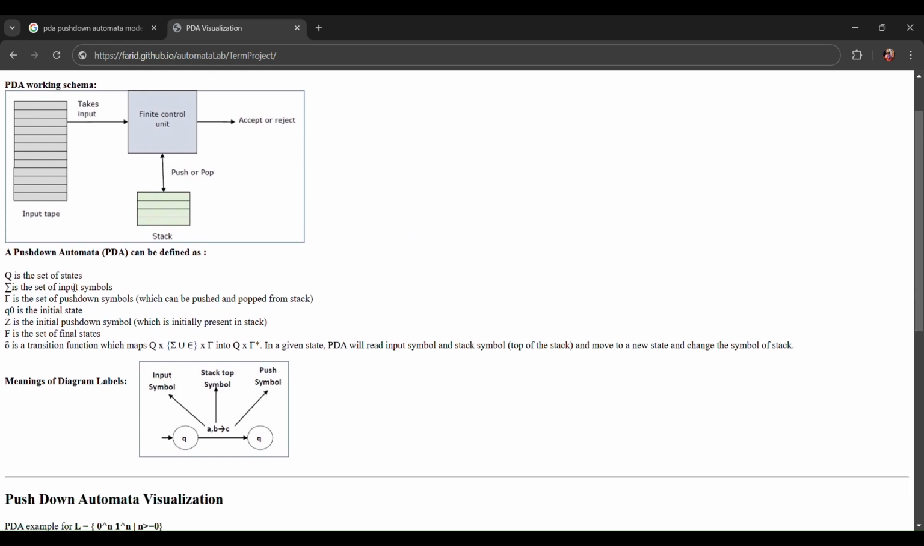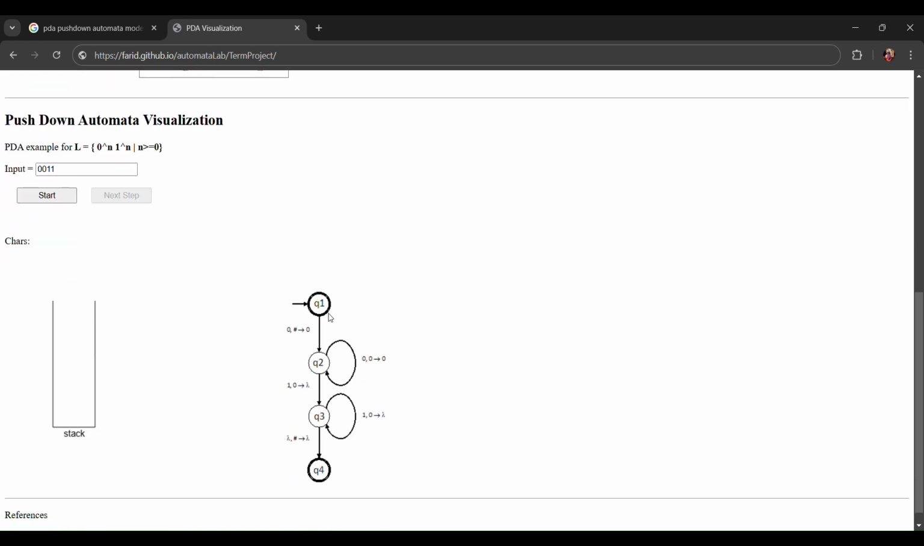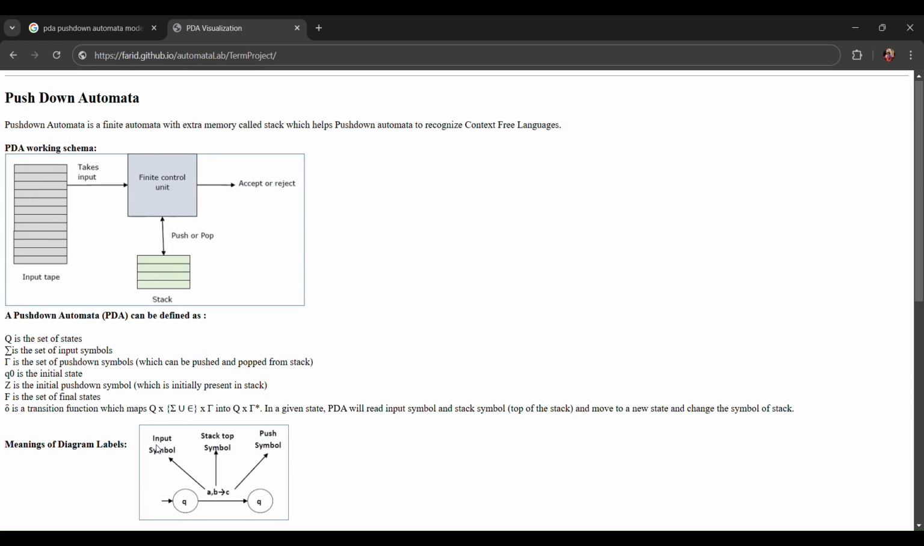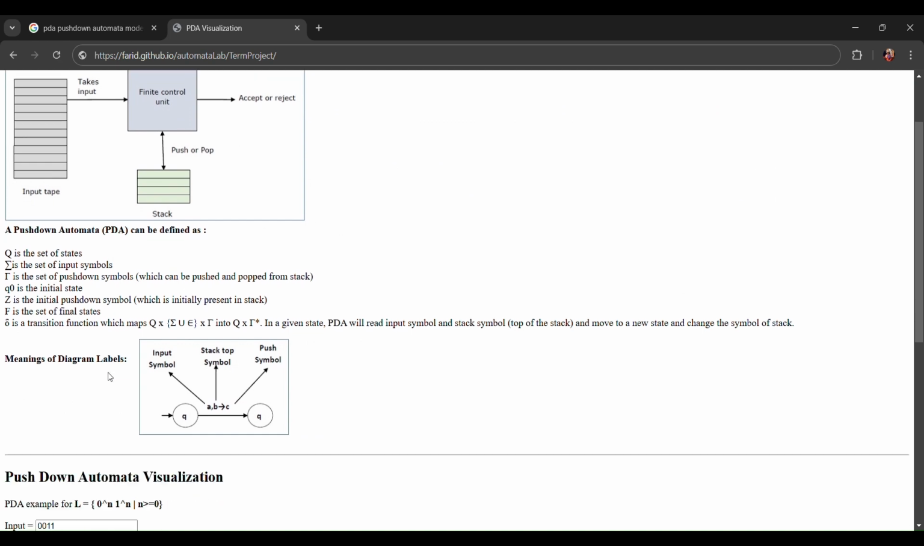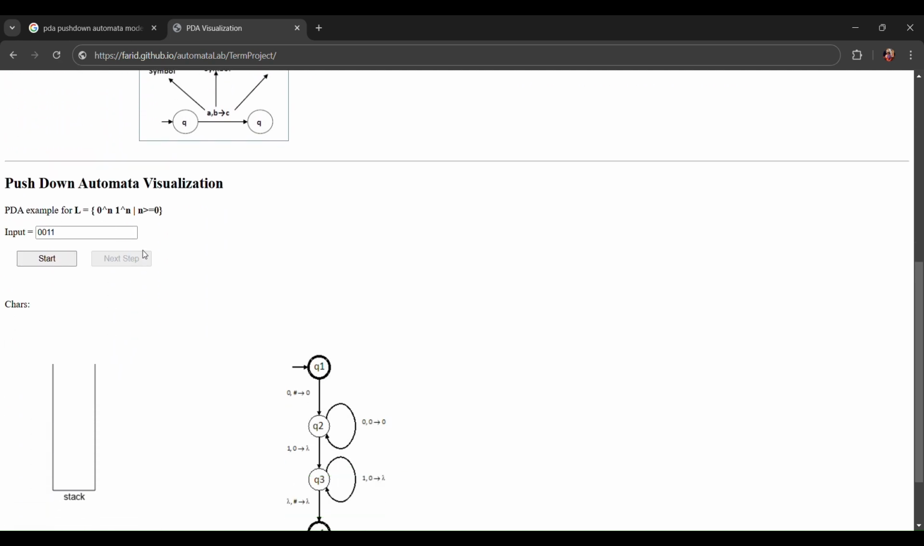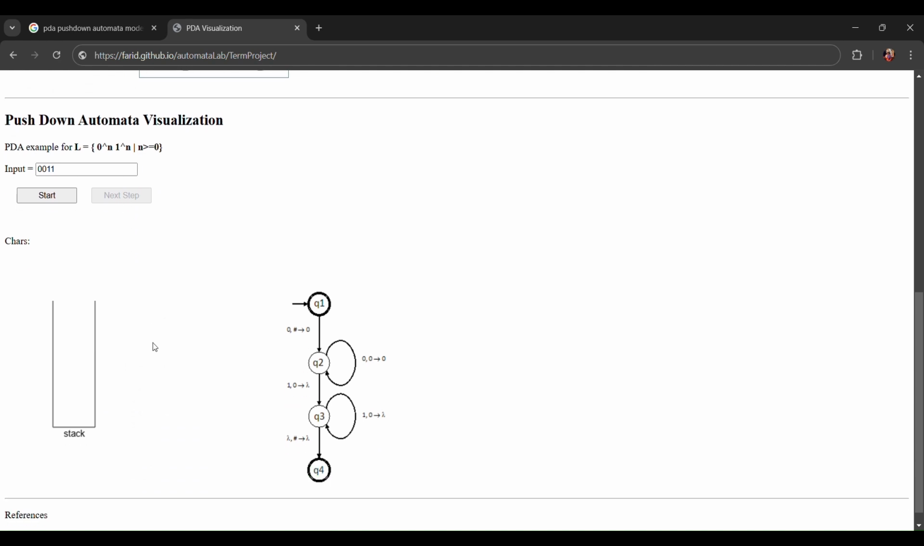A pushdown automaton is a machine that can be defined using all the 7 symbols mentioned here. Q is the set of states, which is a finite set of states, like in our current example it's Q1, Q2, Q3 and Q4. Sigma is the set of input symbols which will be determining whether to accept or reject our input string. In our current scenario, we have symbols 0 and 1.